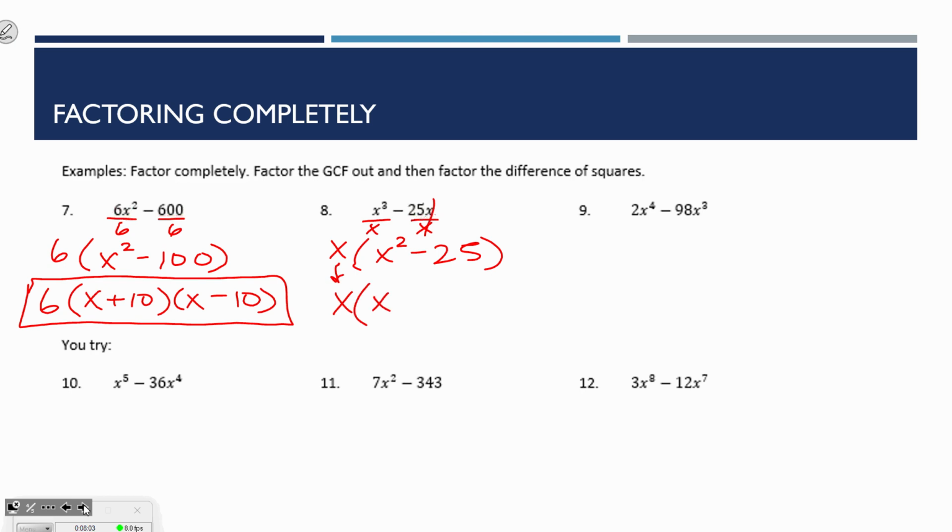And then x squared minus 25, what do I square to get x squared? It's x. And what do I square to get 25? It's 5. And then I need the sum and the difference of those 2 terms.